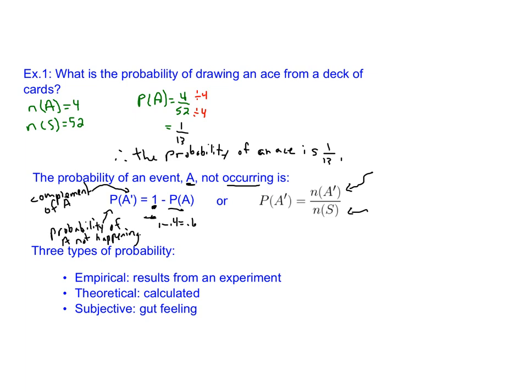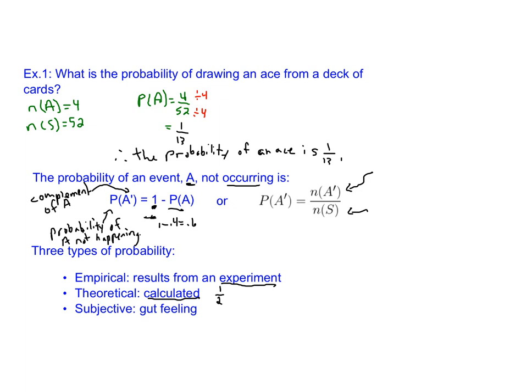Oftentimes we talk about three different types of probability. There's empirical probability, so that actually comes from an experiment. So the key here is that you have to do an experiment. There's theoretical probability that's calculated. So we can say, for example, that flipping a coin, the theoretical probability of getting a head is 1 out of 2. There's one head and 2 possible outcomes.